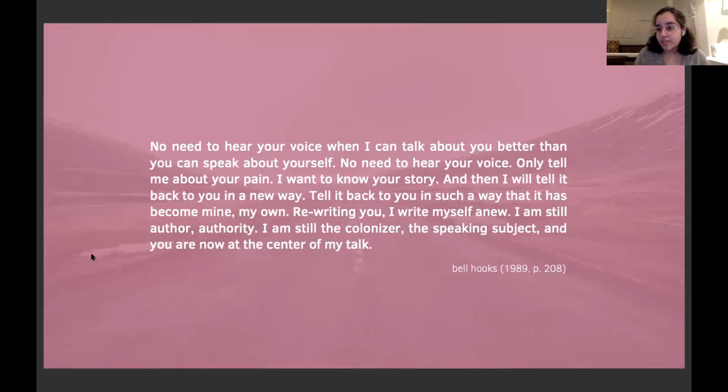bell hooks speaks on issues of research positionality. No need to hear your voice when I can talk about you better than you can speak about yourself. Only tell me about your pain. I want to know your story. And then I will tell it back to you in a new way, tell it back to you in such a way that it has become mine, my own. You are now at the center of my talk.